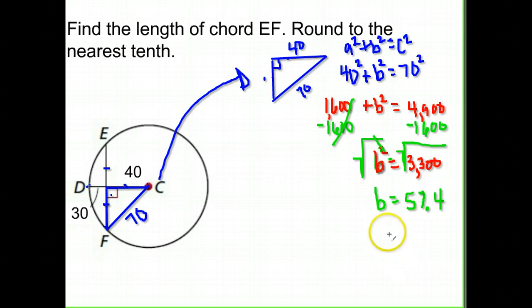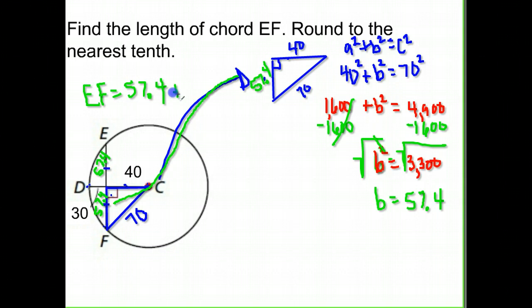Okay, do I have my answer yet? Well, not really. All I've found out is that the length of this side of my right triangle is 57.4. So what I need to do is now take it back to my circle where it came from and say, okay, that means that this segment is 57.4. We knew that the radius bisects the chord, so this would also have to be 57.4, because bisect means to cut in half. So my segment EF would be equal to 57.4 plus another 57.4.